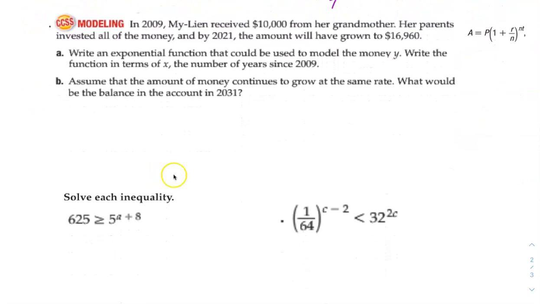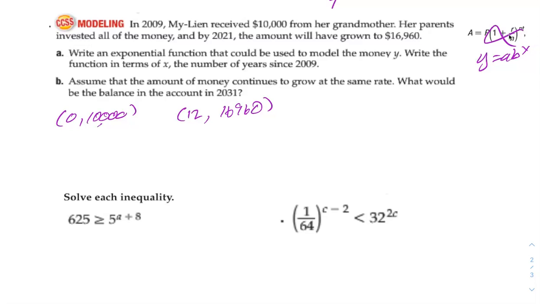Next one. In 2009, Mai Lin received $10,000 from her grandmother. That's a nice grandmother. Her parents invested all the money, and by 2021, the amount will have grown to $16,960. Find an exponential function that could be used for the model, and write the function in terms of x. So initially I thought it was going to be this form, but it actually isn't. This one's an exponential function, so it's kind of like the one we just did. In 2009, let's call that year 0, we got $10,000. And in 2021, that's 12 years later, we now have $16,960.